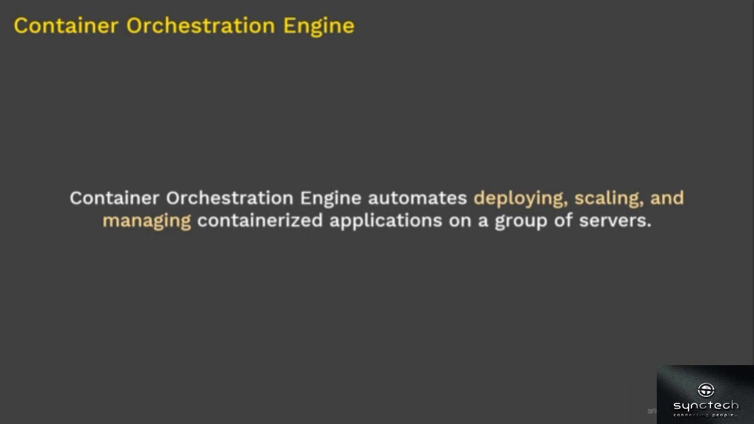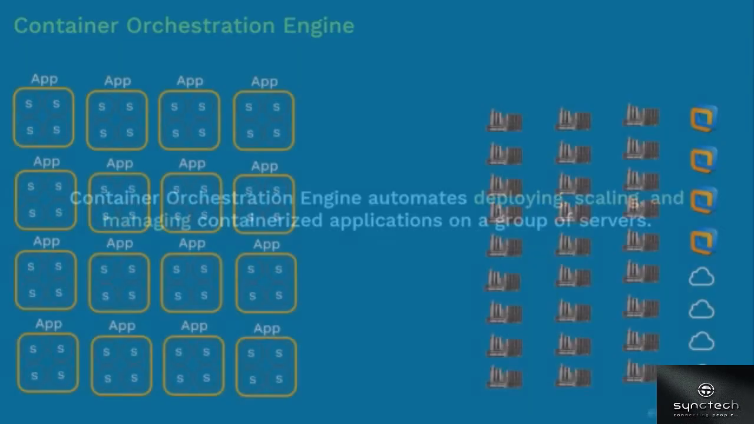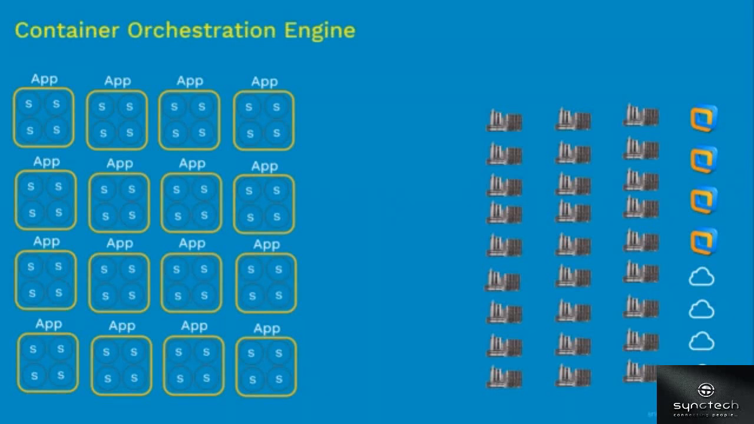So let's go back to the same diagram that we saw earlier, where we have a bunch of apps and a large IT infrastructure on the other side. And this time, we also have a container orchestration engine in the middle. There are two common primary things that any container orchestration engine performs. They are clustering and scalability.